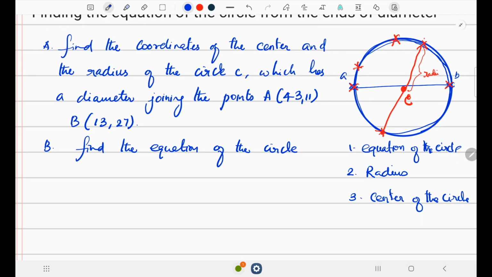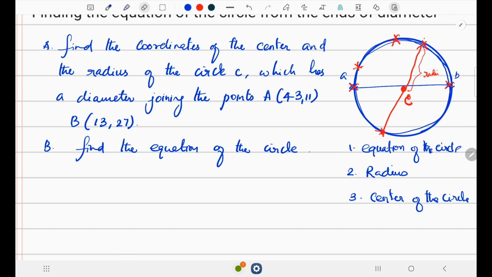The exercise is: find the coordinates of the center and the radius of the circle C, which has a diameter joining the point A (43, 11) and the point B (13, 27). This is the first task. And the second is to find the equation of the circle. Let's go one by one.